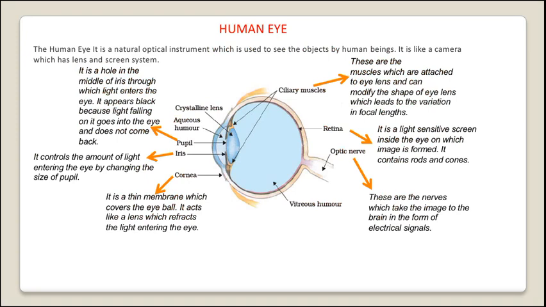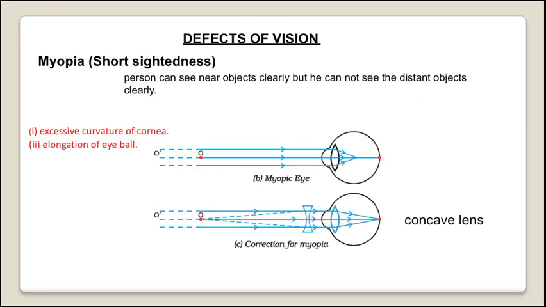Moving to the next slide, we have defects of vision. We generally suffer three major defects of vision. Number one is myopia, which is also known as short-sightedness. Means a person can see near objects clearly but is not able to see distant objects clearly. He is not blind, but he cannot see distant objects as sharply as he sees nearby objects. Thus it is known as myopia.